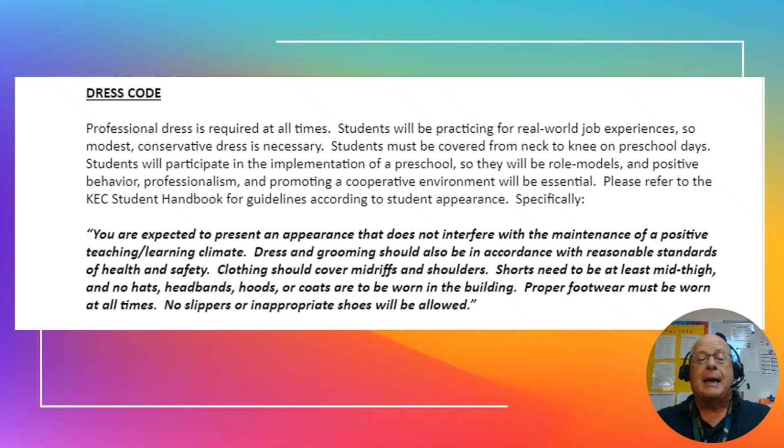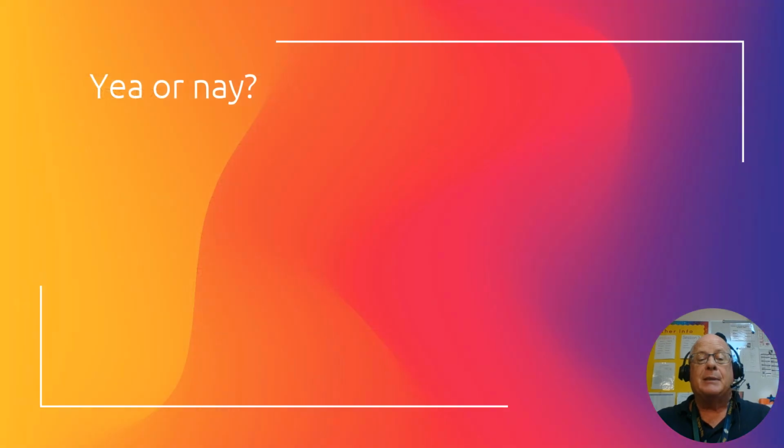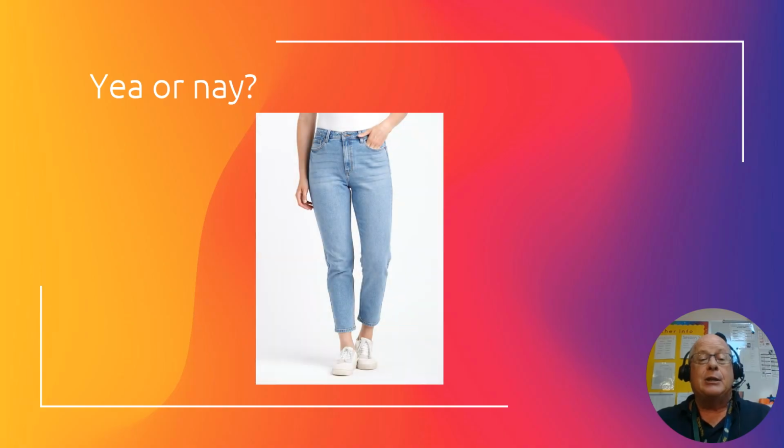So I'm going to next show you some pictures, and we're going to have to say yay or nay. So yay is that's acceptable to wear at KEC. Nay is it is not. So the first one is jeans. It's a person wearing jeans, comfortable fitting jeans, very appropriate for working with young children. When we work with young children, we're going to be on the floor a lot. We're going to be sitting in small chairs. We're going to be doing art with them. We're going to be running with them on the playground. So comfortable pants are essential.